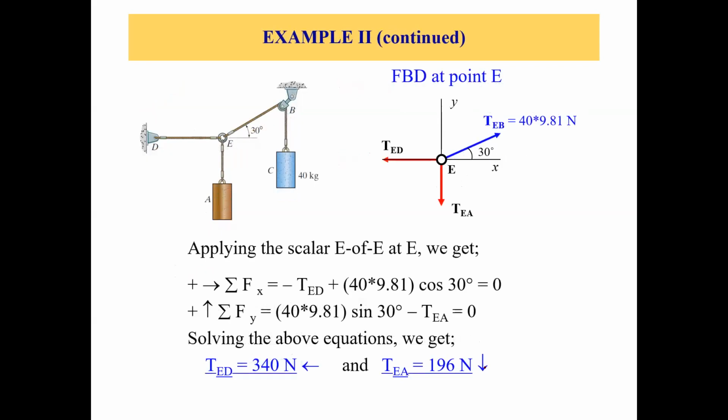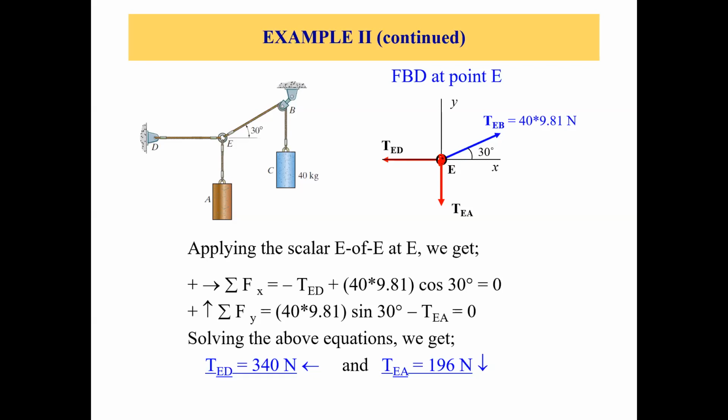Now let's draw a free body diagram at point E. So again, we isolate point E from the surroundings. We'll just draw this point E initially in the first step, and then we'll apply all the forces acting at point E. So what are the forces acting at point E? As these are tensions, let's call them with a capital T. So TEB, TED, and TEA.